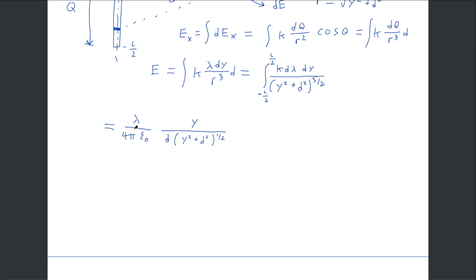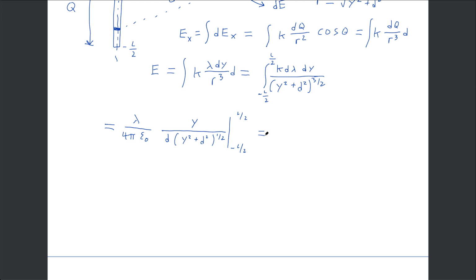You've got lambda and k, and then a d again. There was a d squared here when you do the integral, but there was already a d on top. That's why we just have the single d on the bottom. And then we evaluate this between the limits, negative L over 2 to L over 2. And so when you put your limits in now, you'll put the upper limit minus the lower limit.